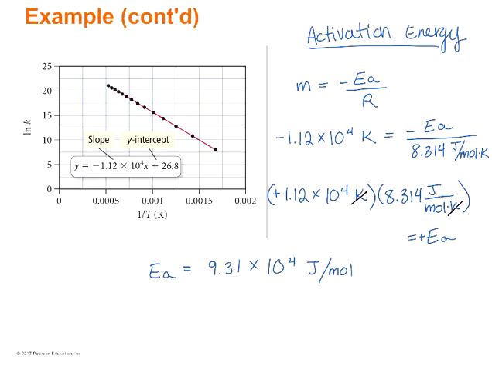Now, we can take this a step further and write this in terms of kilojoules per mole. Typically, activation energies are given in kilojoules per mole. So that would just be 93.1 kilojoules per mole. We're just going to divide by 1,000. Now, what about the frequency factor?